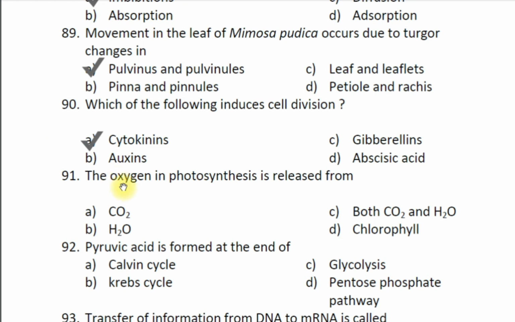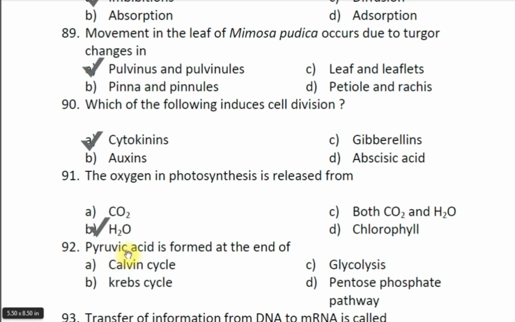Question number 91. The oxygen in photosynthesis is released from A. CO2, B. H2O, C. both CO2 and H2O, D. chlorophyll. The correct option is B, the H2O, water. Water is oxidized, it loses electrons. In photosynthesis, carbon dioxide is reduced, it gains electrons. The water is transformed to give oxygen, and carbon dioxide is reduced to form glucose.